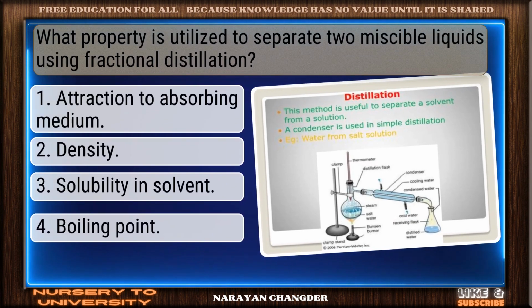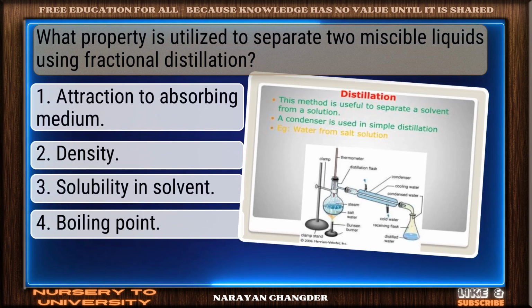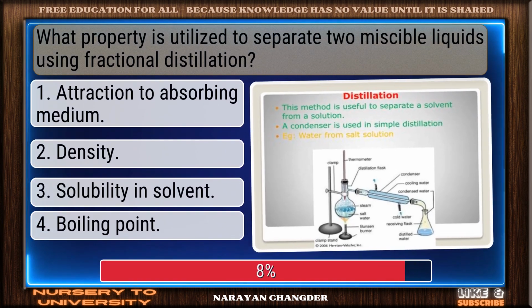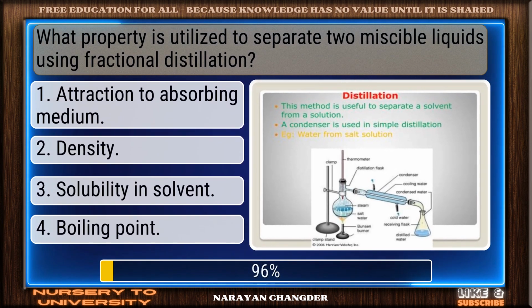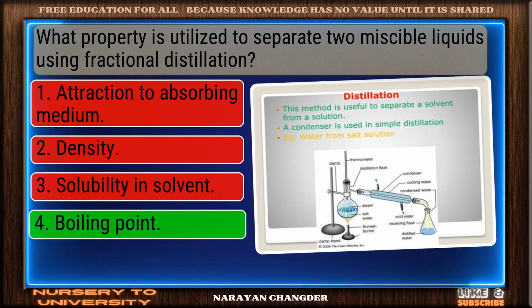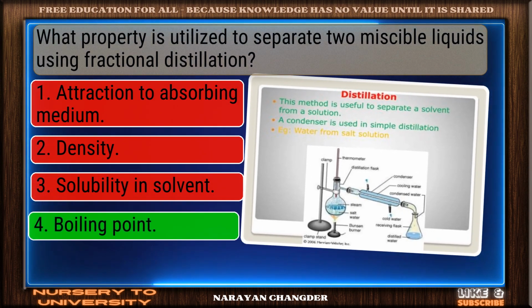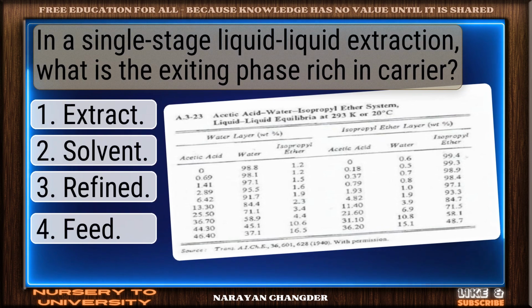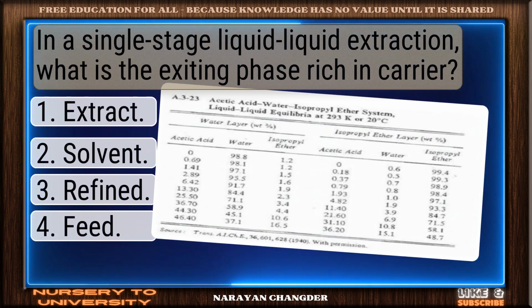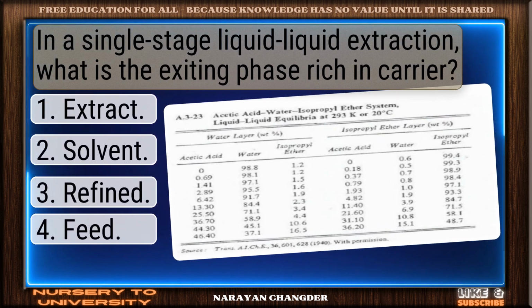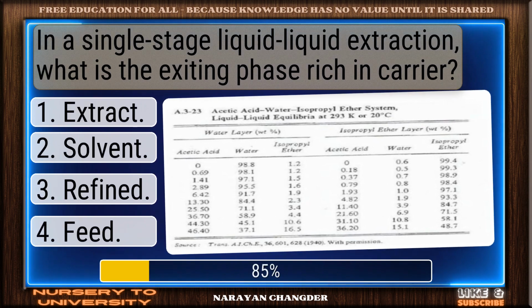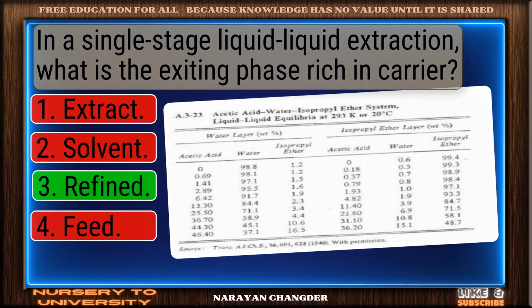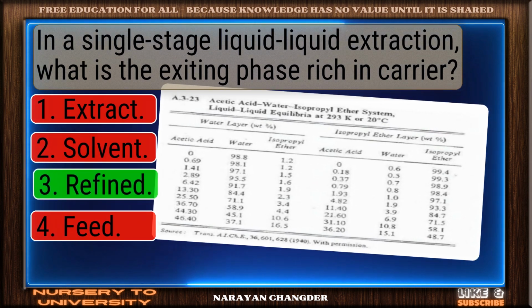What property is utilized to separate two miscible liquids using fractional distillation? Well done. Boiling point is the right choice. In a single-stage liquid-liquid extraction, what is the exiting phase rich in carrier? Excellent. Refined is a brilliant choice.